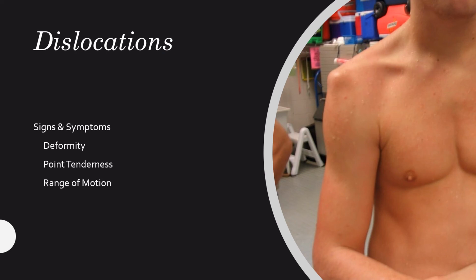All right, lastly, we're going to be talking about dislocations. And dislocations are basically a displacement of a bone from its normal alignment. These are another musculoskeletal injury. Some signs and symptoms of these are going to be some obvious deformity at that joint site or where this injury has occurred. There may be point tenderness.